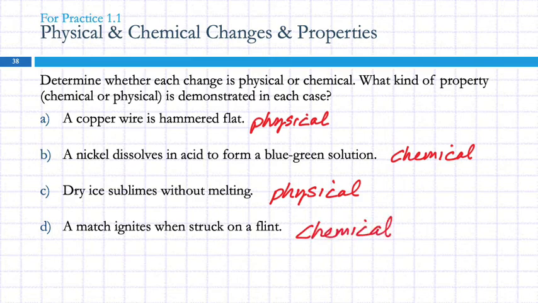Because after you light a match, is it the same? No, you light it once and that's it, right? Because when you light it, a combustion chemical reaction occurs and destroys the original substance. So that's a chemical change, and the fact that matches ignite when struck on flints is a description of a chemical property. Any questions?